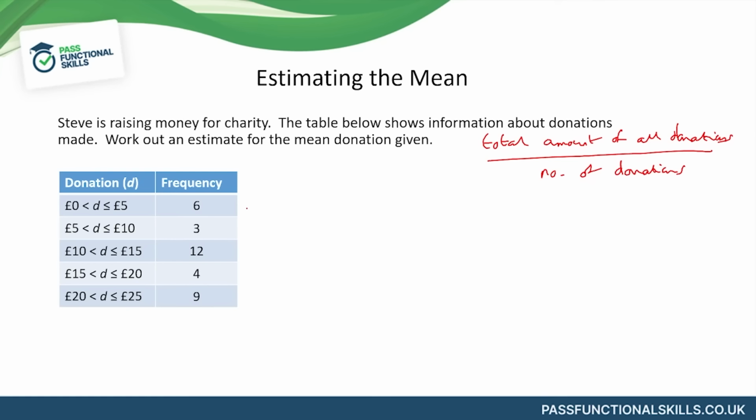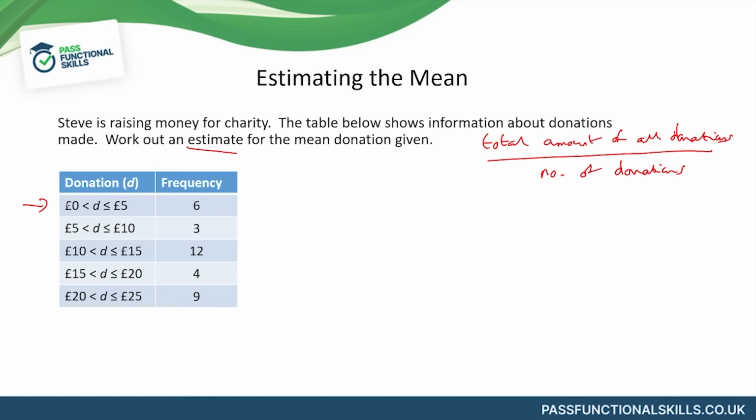Okay, so first of all, let's take a look at this first row here. We've got 6 donations between £0 and £5. So we'll assume here that this frequency column is people. Quite often the frequency column is people or students. So 6 people have given some amount which is greater than 0 but less than or equal to 5. So, what this could mean is that 6 people gave 1p or 6 people gave a fiver. So what can we do here? Because we don't know the exact amount that these 6 people gave, we can't work out an exact total amount. This is why it has to be an estimate.